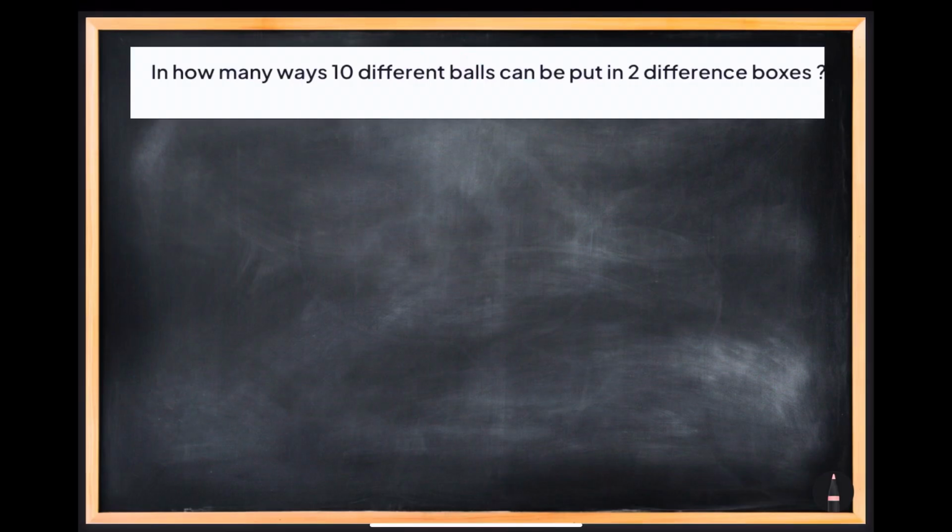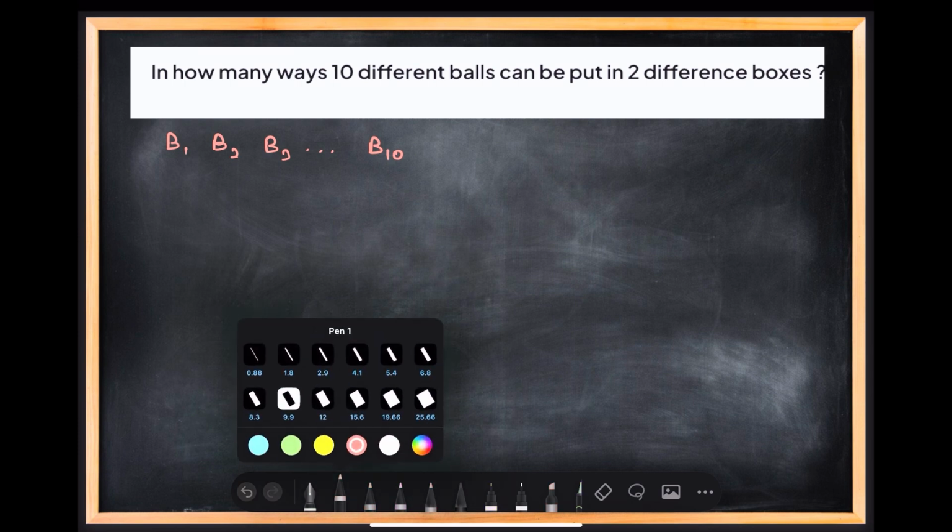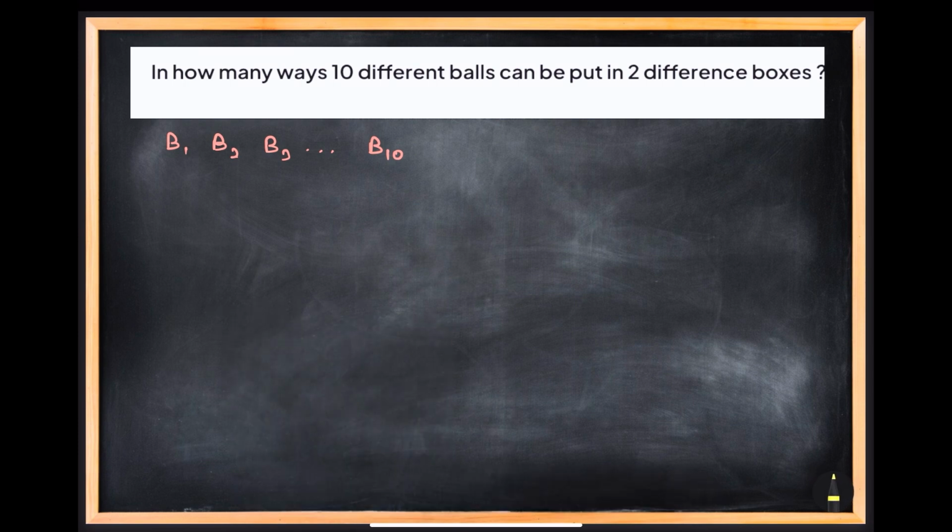Okay, so we got this situation. In how many ways can 10 different balls be put in two different boxes? Okay, so suppose that we have B1, B2, B3, up to B10. So there are 10 different balls. Now suppose that there are two boxes, D1 and D2. So you can consider this question as a letter-letterbox problem.